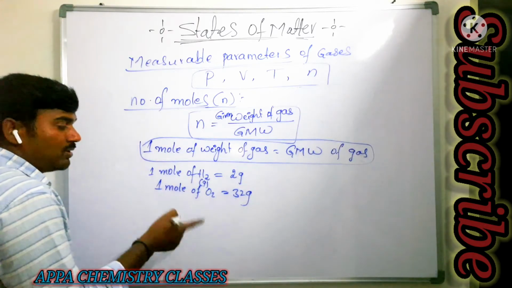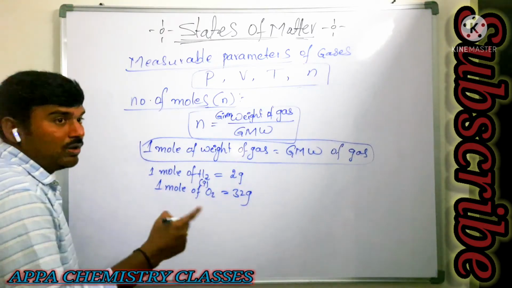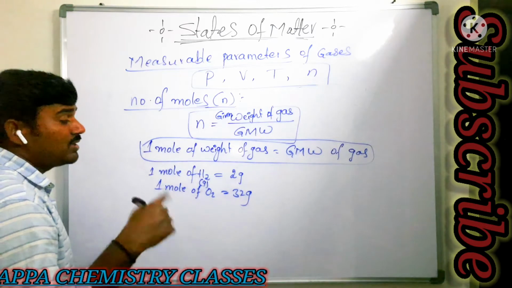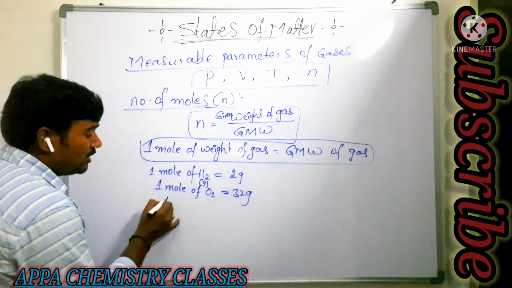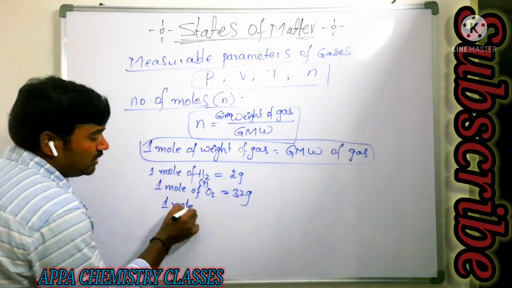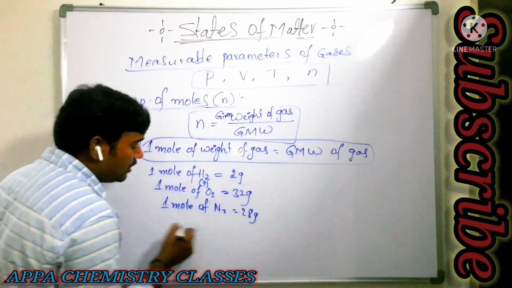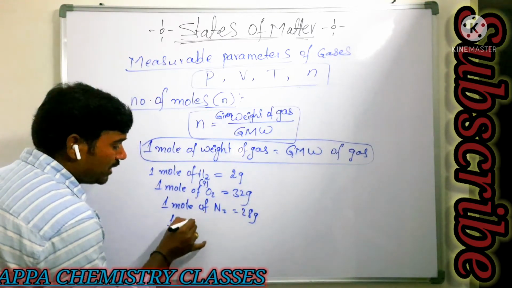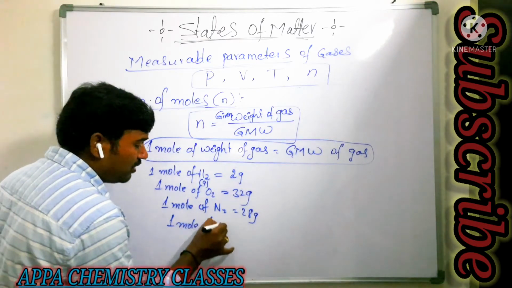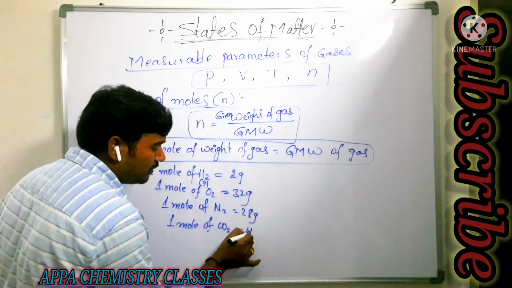Now I am taking the oxygen molecule, so mole. 1 gram atom of oxygen weighs 16 grams. Similarly, 1 mole of nitrogen weighs 28 grams. Similarly, 1 mole of carbon dioxide will be 44 grams.